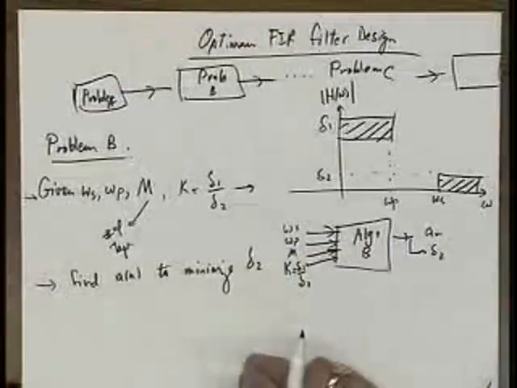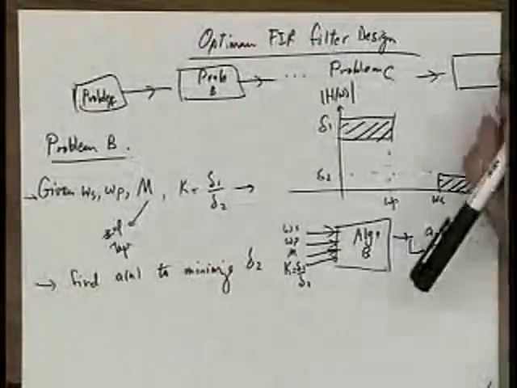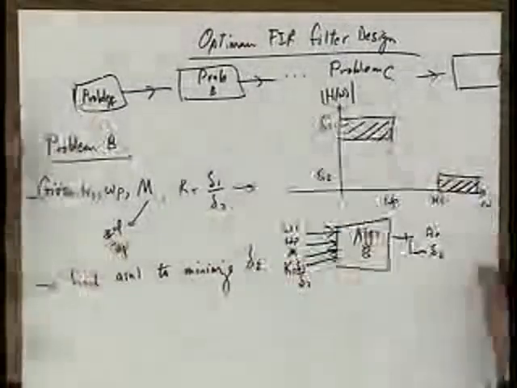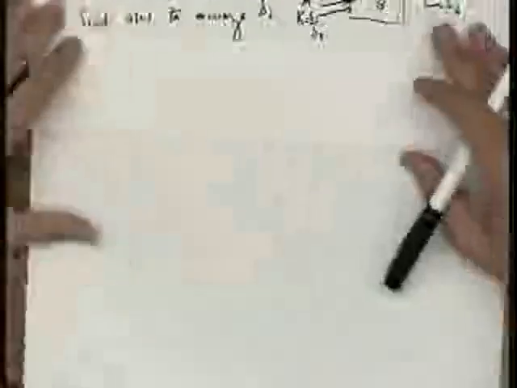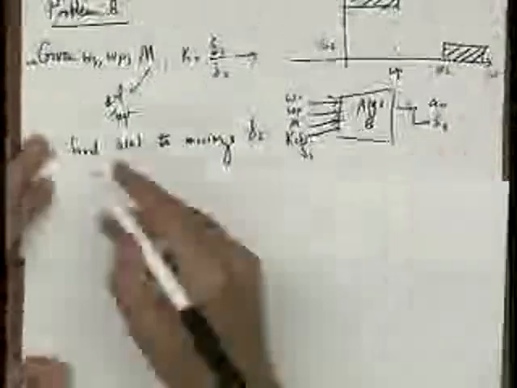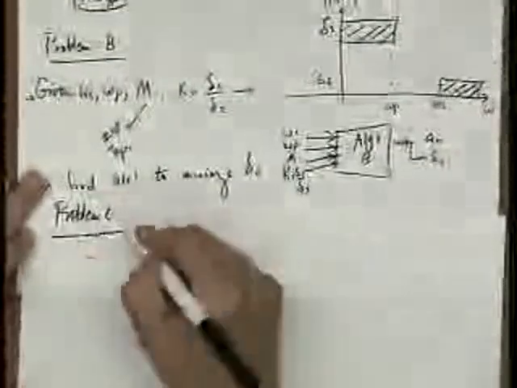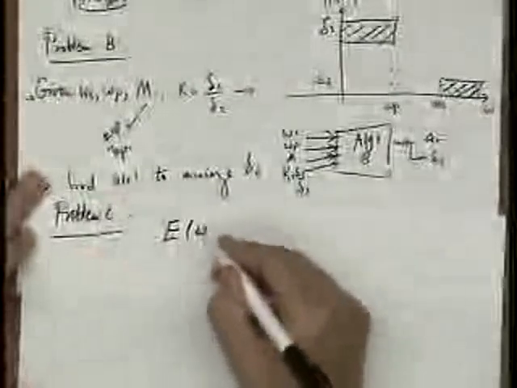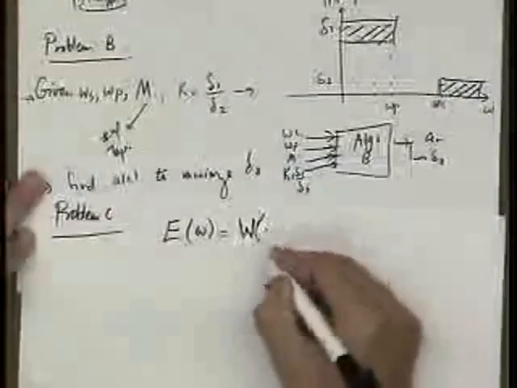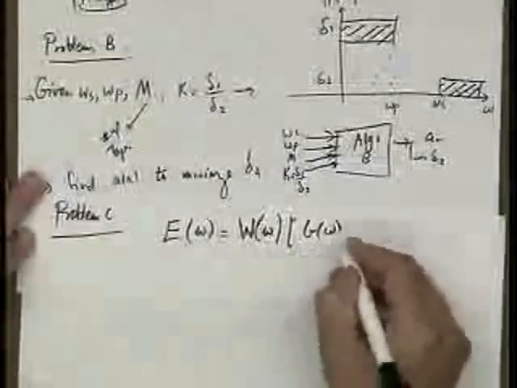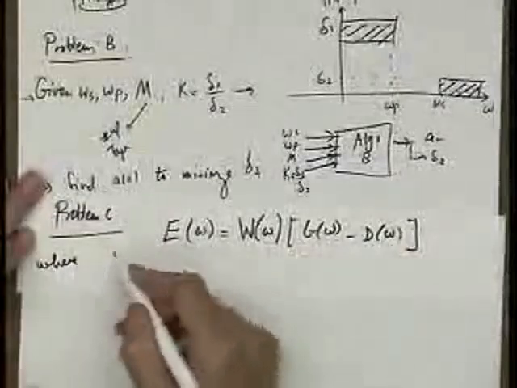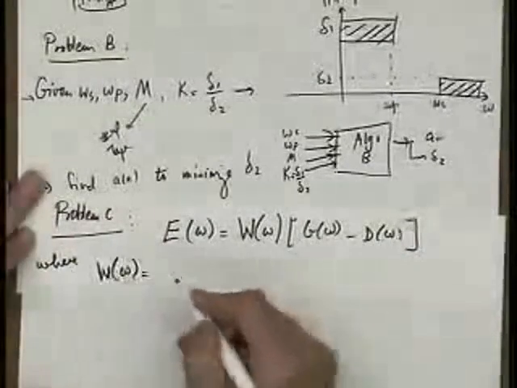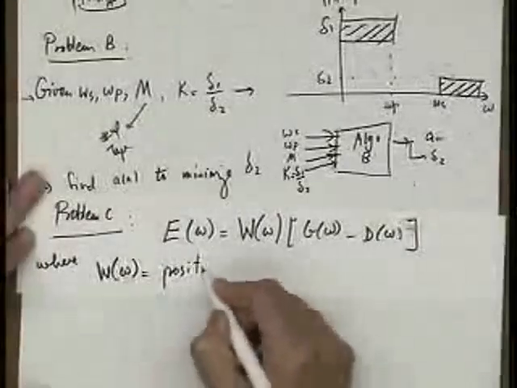And what I'm going to embark upon now is to tell you what problem C is. First I'm going to write down the statement of problem C and then show you that it's equivalent to solving problem B. So problem C is as follows. First I define this function E of omega, which is W of omega times G of omega minus D of omega, where now I have to define what all these functions are. Well, W of omega is a positive weighting function.